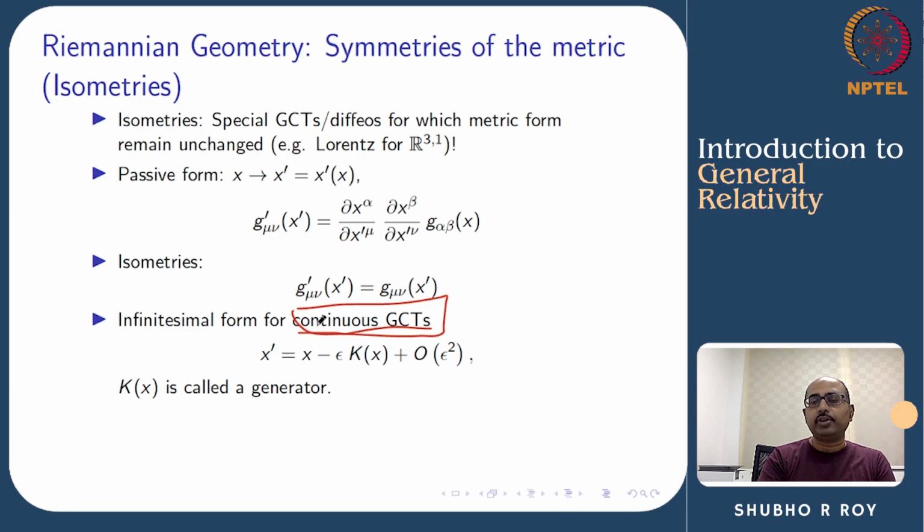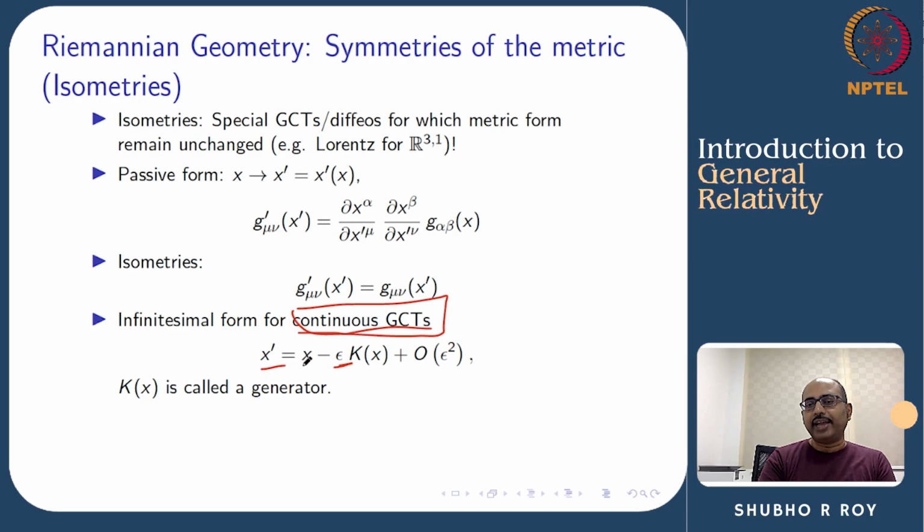Now, whenever we have continuous transformations, because the transformation depends on a real parameter which we are dialing from 0, I can do an expansion in the parameter. When the parameter is 0, we have no transformation. When the parameter is dialed away from 0, we get some finite transformation. So let me present the infinitesimal form. Epsilon is the parameter, and we denote it by epsilon because we mean a very small transformation. Then this transformation will look something like this.